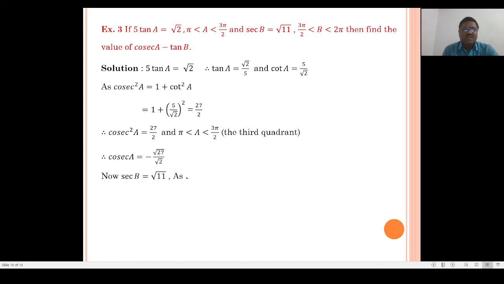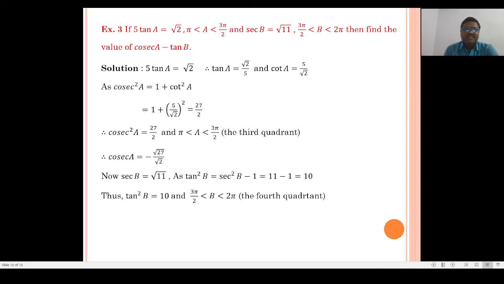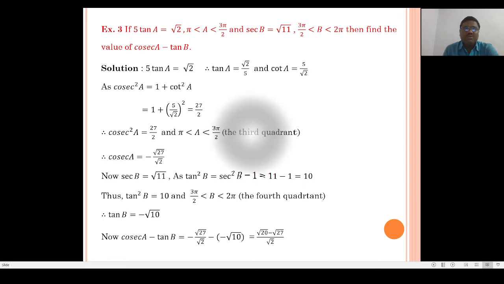Also now sec B, as then using sec B we find out tan B. So we get angle lies in four quadrants, so value of tan B is minus root 10, and then we find the value of cosec A minus tan B equals to minus root 27 upon root 2 minus of minus root 10. So we get root 20 minus root 27 upon root 2.